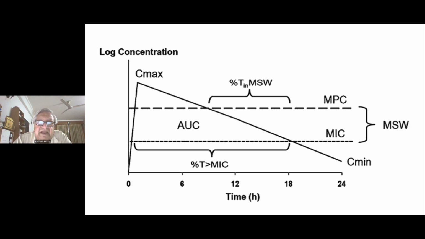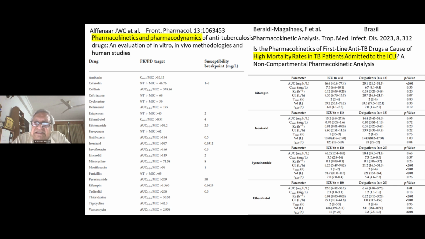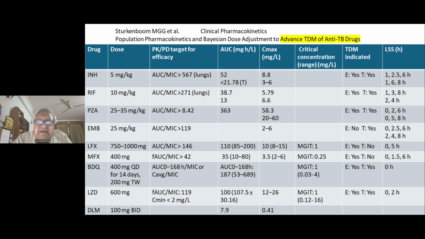Now, we are in the beginning, as far as TB is concerned, of understanding what the Cmax, the AUC, and the time over MICs of most of the anti-TB drugs are. It's also been noticed that there is more death in ICUs when a TB person enters because the pharmacokinetics and pharmacodynamics are disturbed and the breakpoint needs to be changed. So at this moment, there's a feeling that not only the microbiology, but also therapeutic drug monitoring of TB drugs should take place.